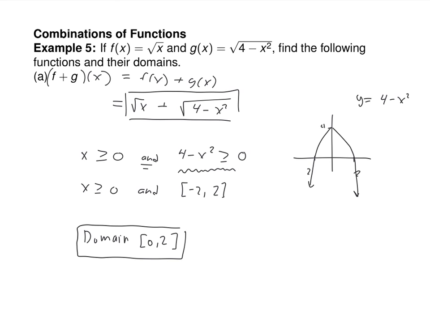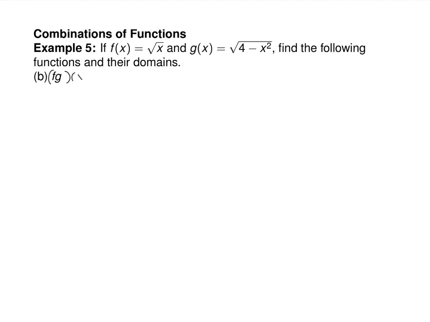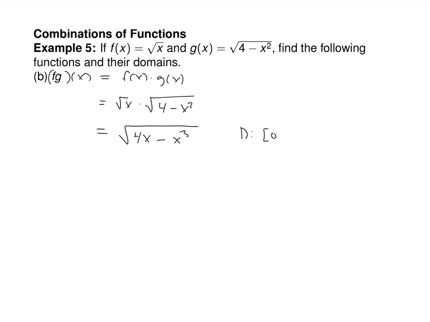Okay. So if f plus g means add the functions, what do you think fg means in part B? Exactly. So fg of x, that's f of x times g of x, which is root x times root 4 minus x squared. You could write that as 1 root. Write it as 4x minus x cubed. It's going to have the same domain. Still 0 to 2.